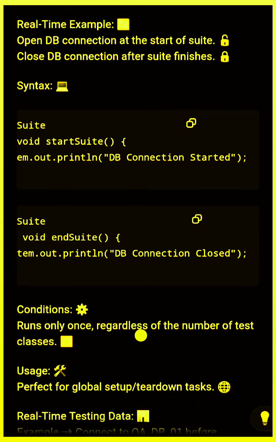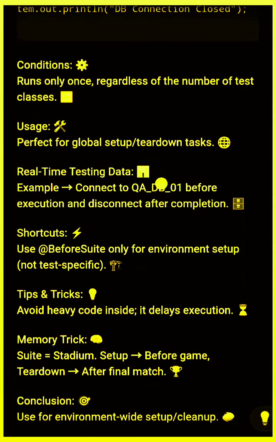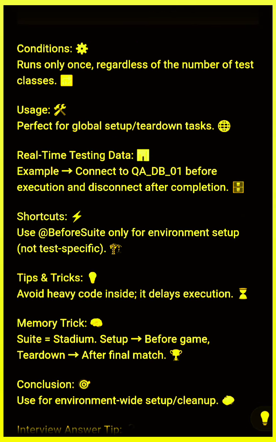Going to the next, the conditions we need to follow: it runs only once regardless of the number of test classes. Usage: perfect for global setup and teardown tasks and real-time testing data. For example, connecting to the QADB1 before execution and disconnecting after the completion. If we consider the shortcuts, use @BeforeSuite only for the environmental setup, not for test-specific setup. And if you consider the tips and tricks, avoid heavy code inside, as it delays the execution.